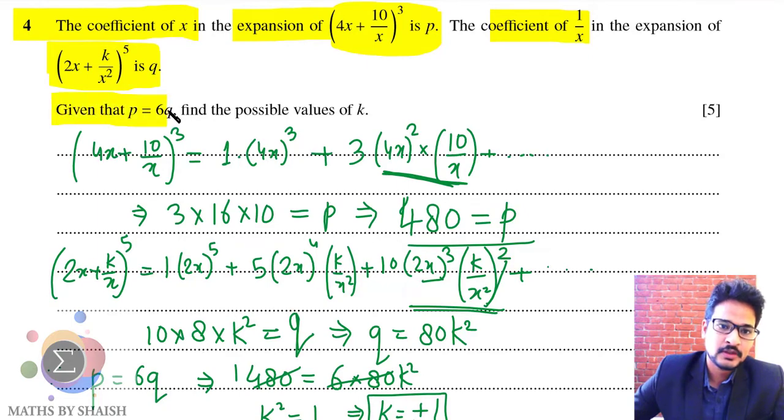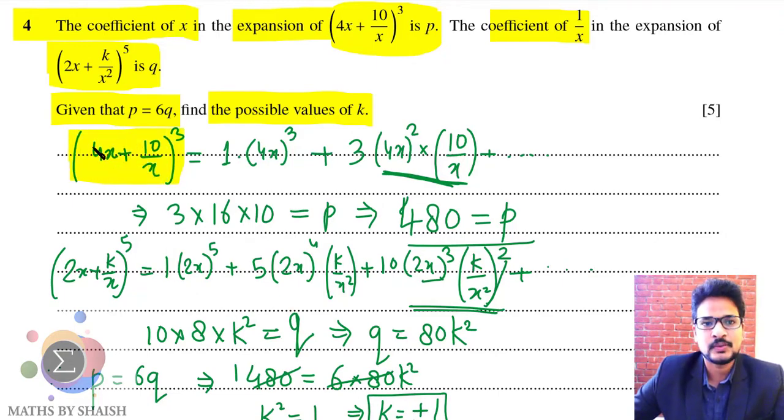Given that p equals 6q, find the possible value of p. So as the condition is provided, we are going to find in that way. Since it is given the coefficient of x in this expansion, we will expand it, not completely, till the place we get x. We can use the binomial expansion, or we can use the Pascal triangle in that case, because the power is 3.